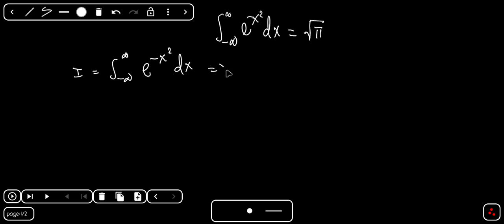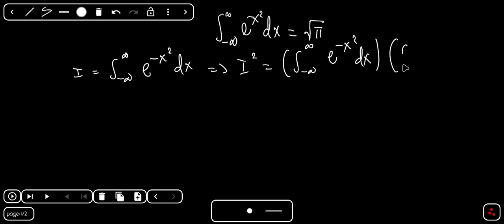So the next thing I'm going to do is to square the integral. If I square the integral, I'm going to have I squared equals the integral from negative infinity to positive infinity of e raised to the power of negative x squared dx. And I'm going to introduce another variable, that is the integral from negative infinity to positive infinity of e raised to the power of negative y squared dy. So that's the double integral.